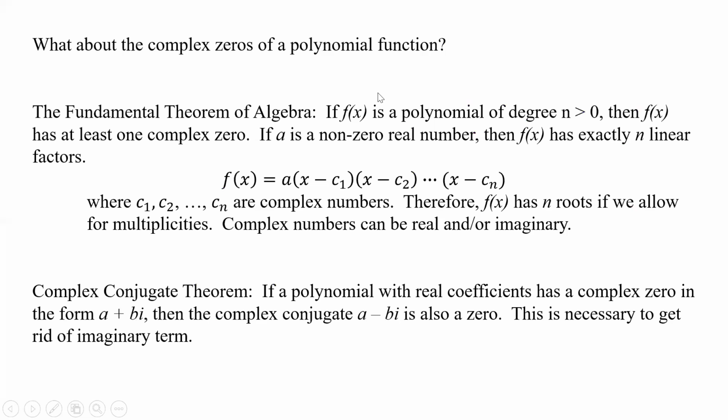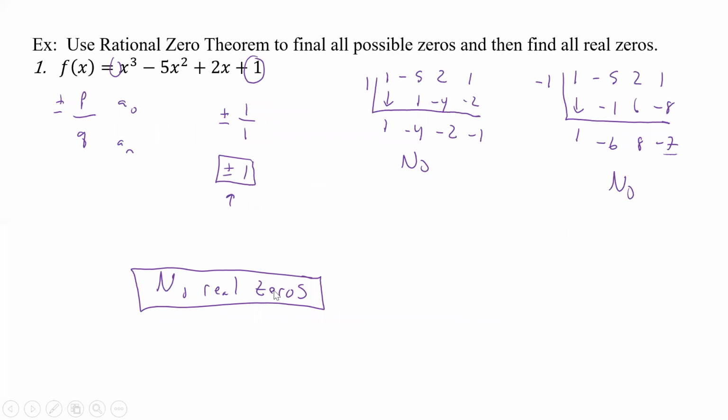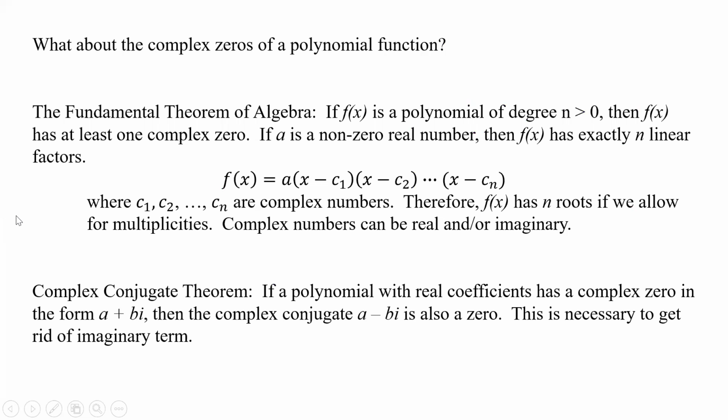All right. What happens if we have complex zeros of a polynomial function? Well, these are going to be like your imaginary numbers, because we just saw there's no real ones, so maybe there's some imaginaries. So the fundamental theorem of algebra: if f of x is a polynomial of degree greater than 0, then f of x has at least one complex zero. Now, if a is a non-zero real number, then f of x has exactly n linear factors. So we think about that as f of x equals a times x minus c1 times x minus c2 times dot dot dot times x minus cn, where all these c's are complex numbers.